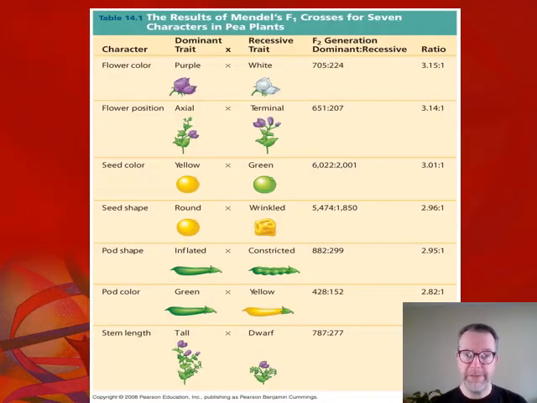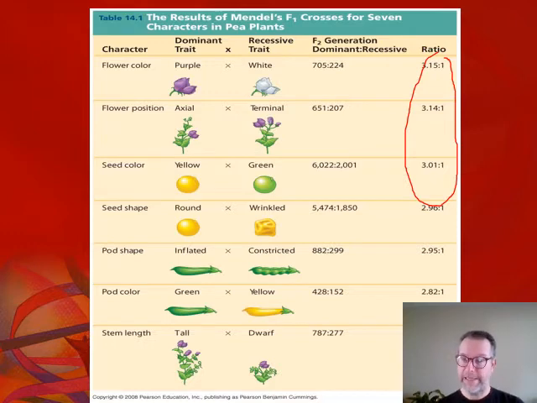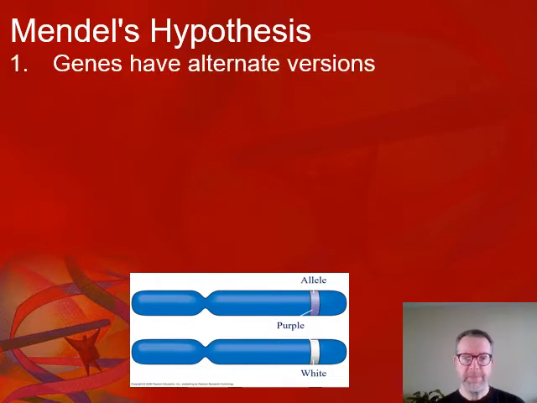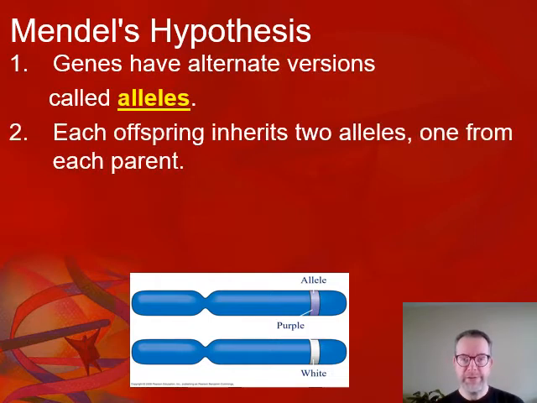Here are the different characters that Mendel studied. You can take a peek at those and notice the ratios over here on the side. They're almost all 3-to-1. Not exactly, but very close. There is some random variation. So Mendel would think that there's alternate versions of the genes. He didn't call them alleles, we call them alleles now. And he would have one from each parent, one allele from each parent. So you'd end up with 2.